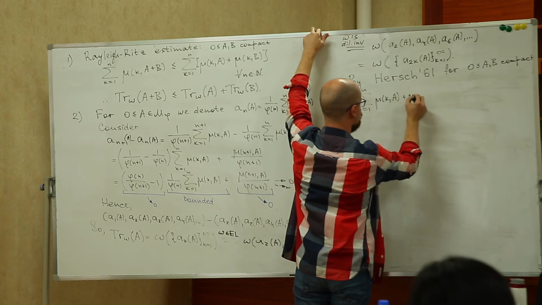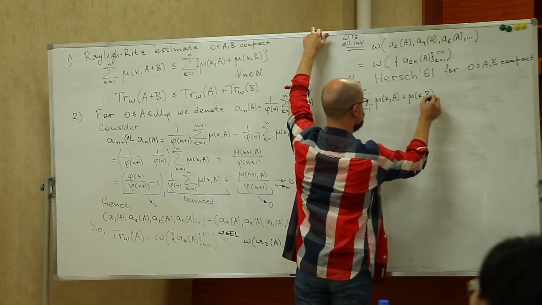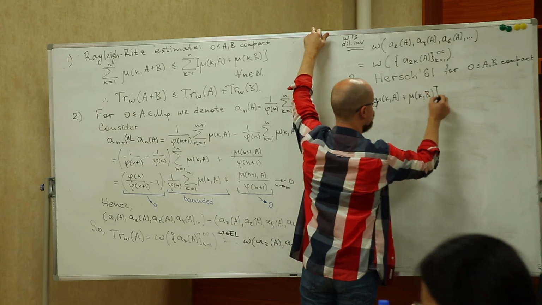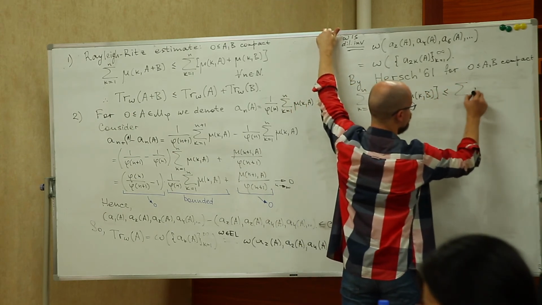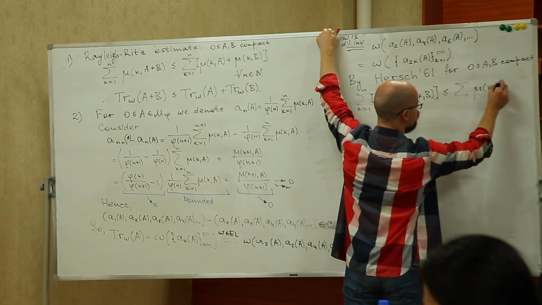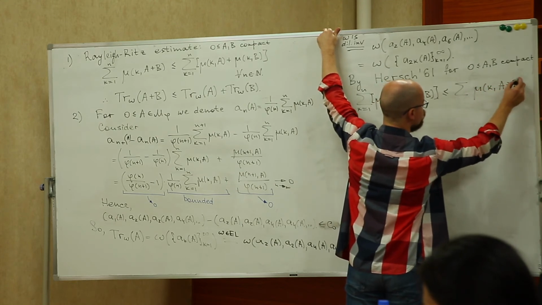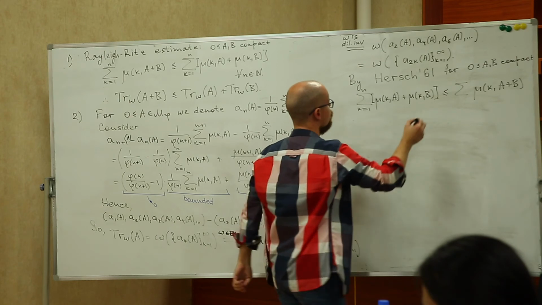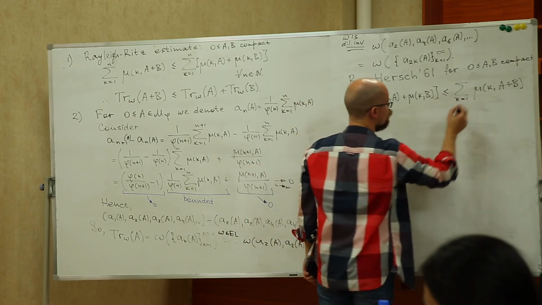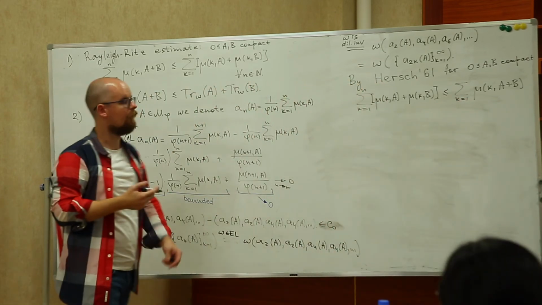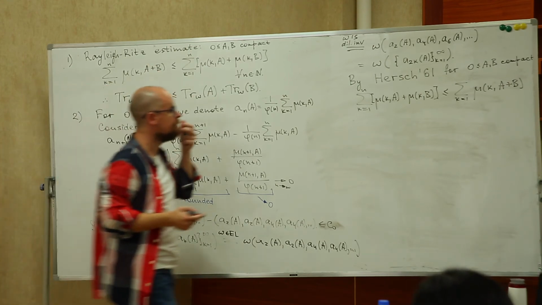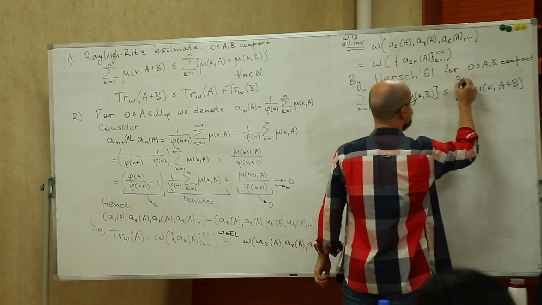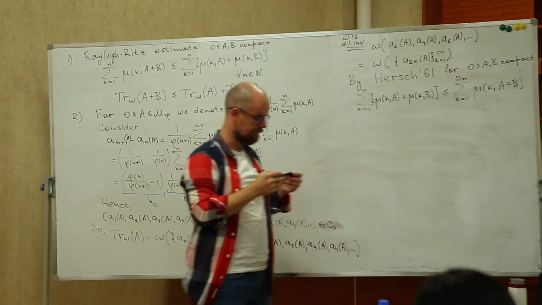plus mu_k of B is estimated by the singular values of the sum. But of course it cannot be k from 1 to n, because otherwise we will get equality. It's from 1 to 2n.